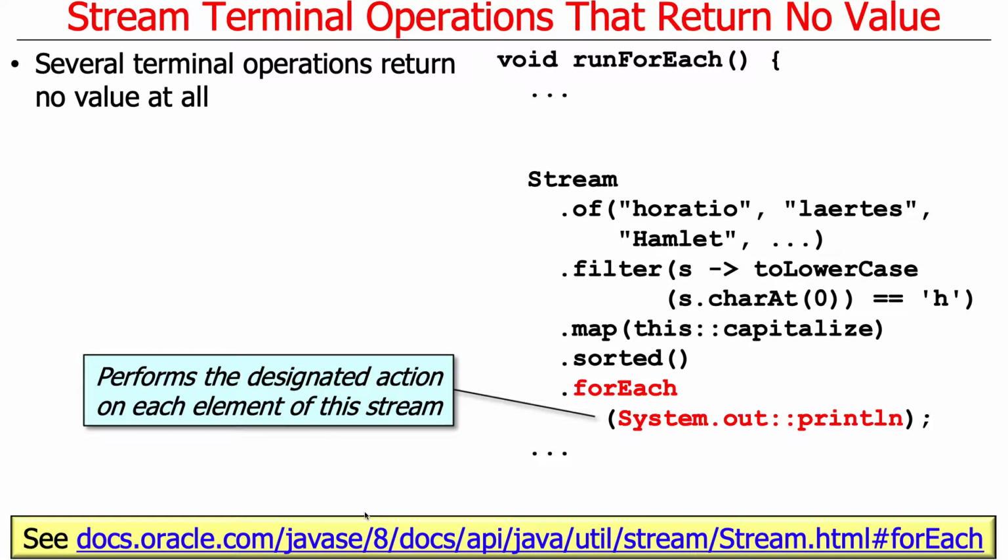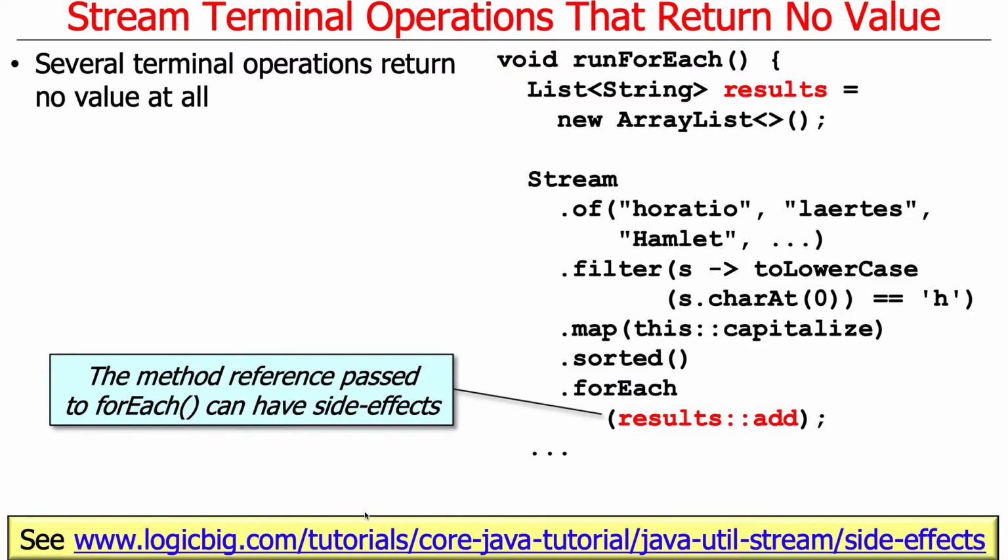Notice how the println method has a side effect, and that side effect is to print something out. There is no return value from forEach. There's no return value we have to store here. We're just doing this method reference on each of the elements in the stream. So far so good.